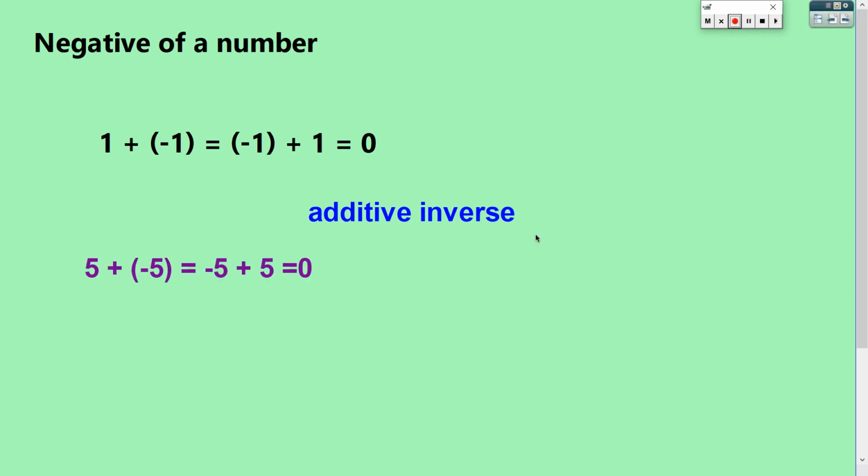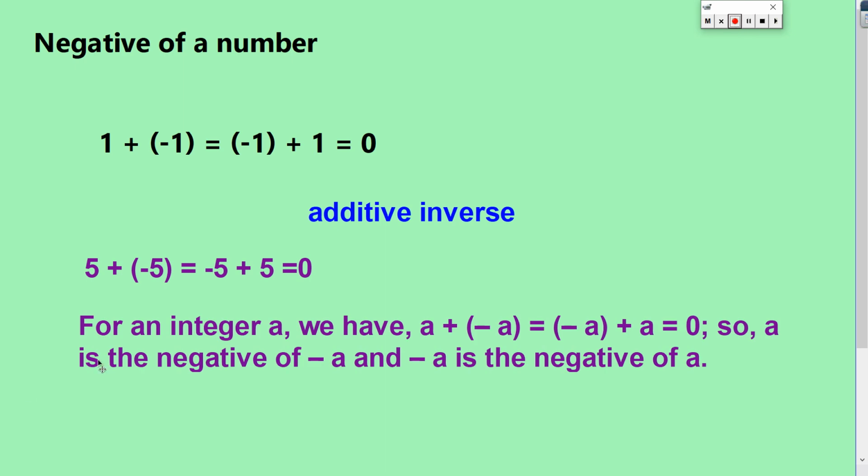Here 5 plus negative 5 is equal to negative 5 plus 5 is equal to 0. So we can say negative 5 is the additive inverse of 5 or 5 is the additive inverse of negative 5. In general we can say for an integer a, we have a plus negative a is equal to negative a plus a is equal to 0. So a is the negative of negative a and negative a is the negative of a.